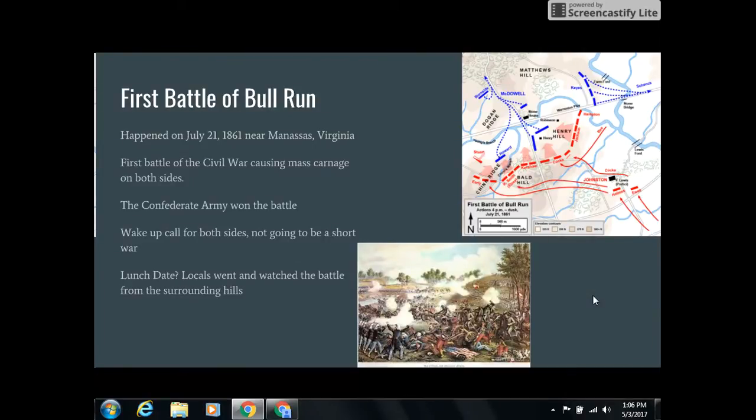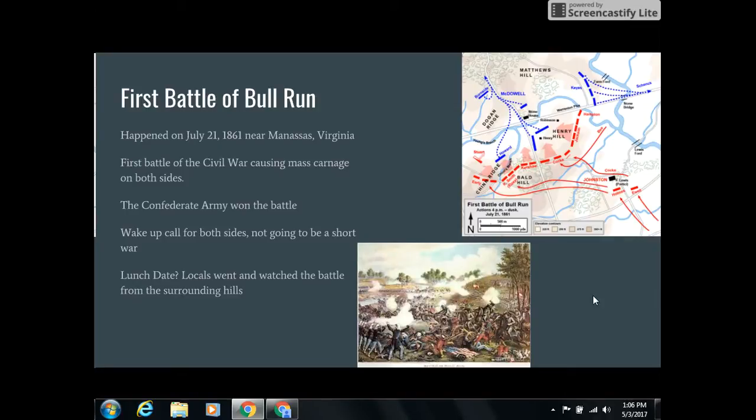The Confederate Army kind of won this battle in a landslide, and it was a pretty bloody affair. Both sides realized when they walked away from this battlefield that this was not going to be a short little war. This was going to be something that was going to be long. It was going to be sustained, and it was something that people were very, very passionate about.